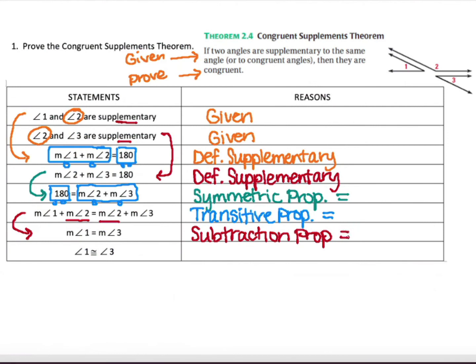And finally, this last step, once we know that the angle measures are equal, we can say that the angles are congruent to one another, because that's what congruent means. That's the definition of congruent angles.